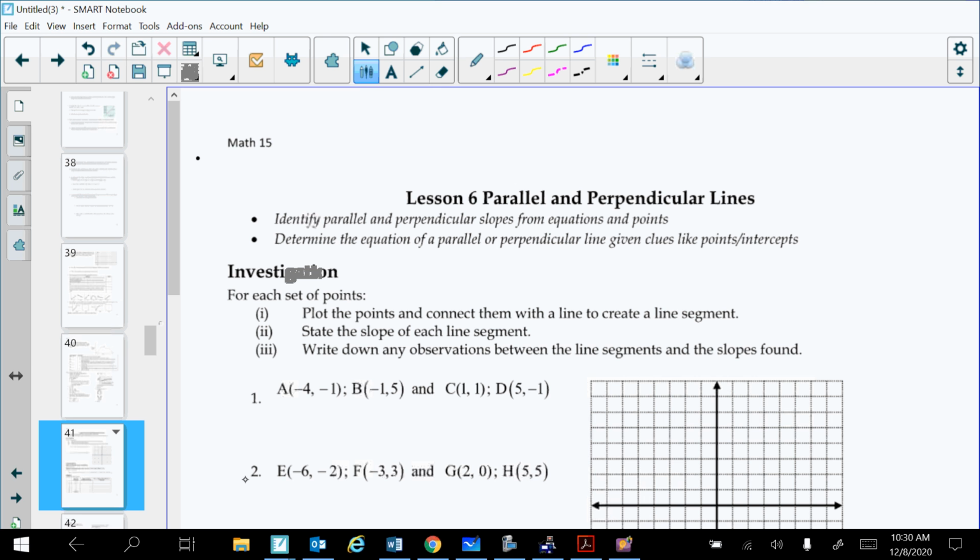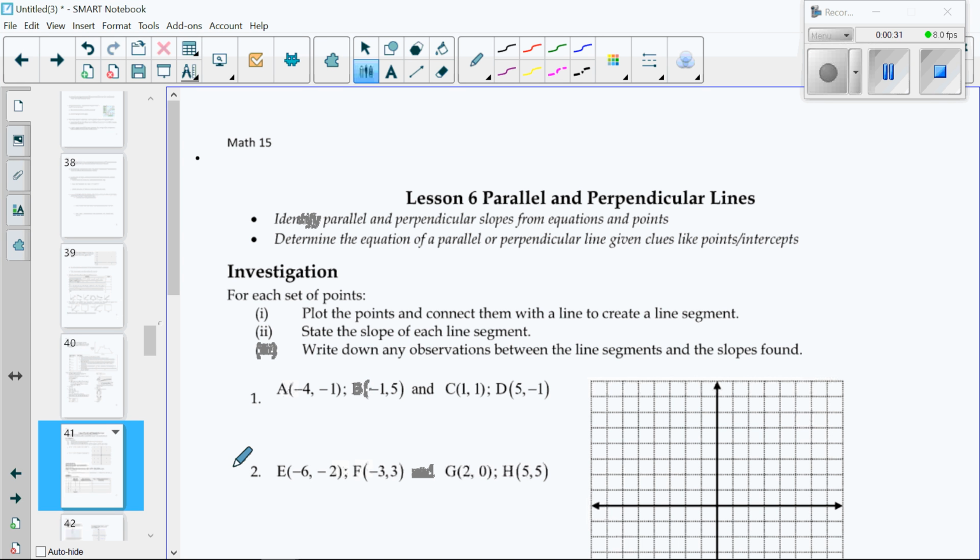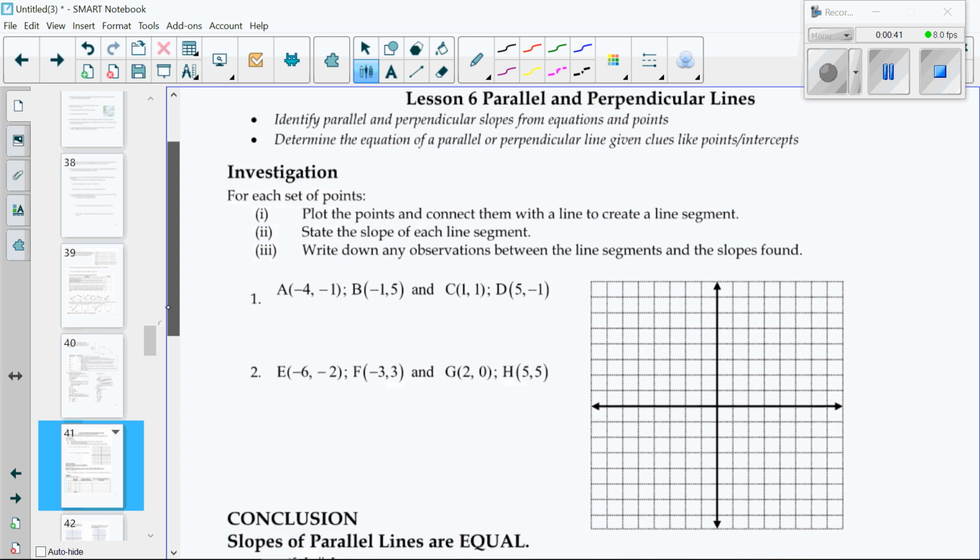Okay. So we're going to plot the points and connect them with a line to create a line segment. State the slope of each line segment. Write down any observations between the line segments and the slopes found.